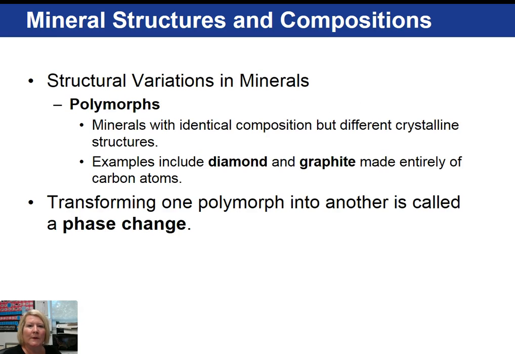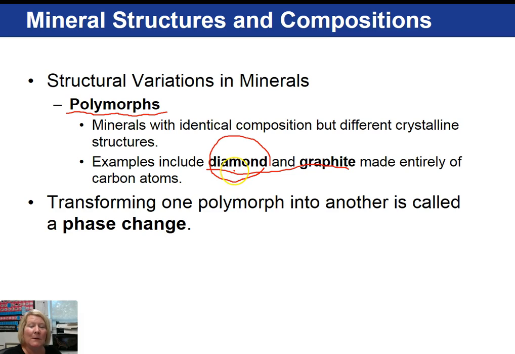Looking at some structural variations in minerals, let's talk about what a polymorph is. A polymorph is a mineral that has an identical composition with another mineral, but arranges its atoms differently. And a good example would be diamond and graphite. Diamond and graphite are both carbon. However, diamonds arrange their carbon atoms in a completely different fashion than graphite.